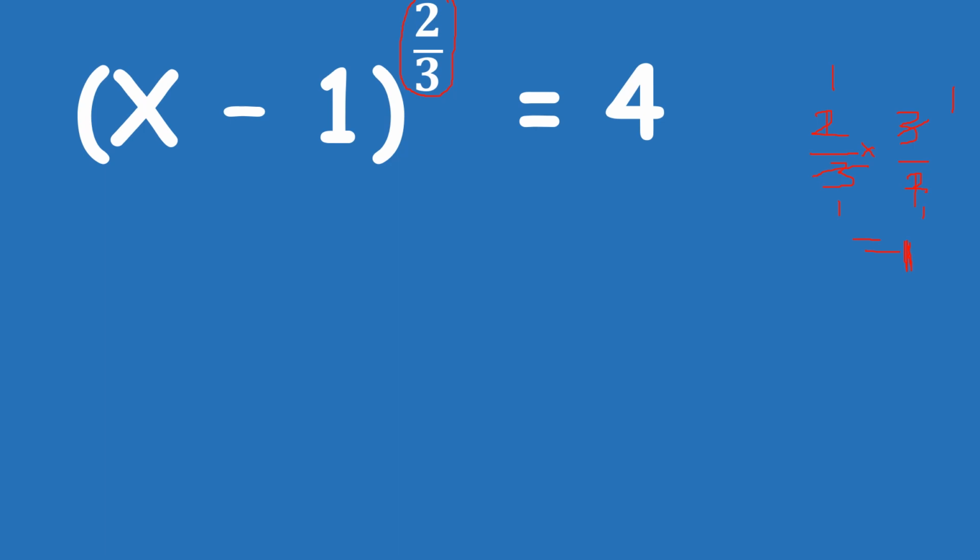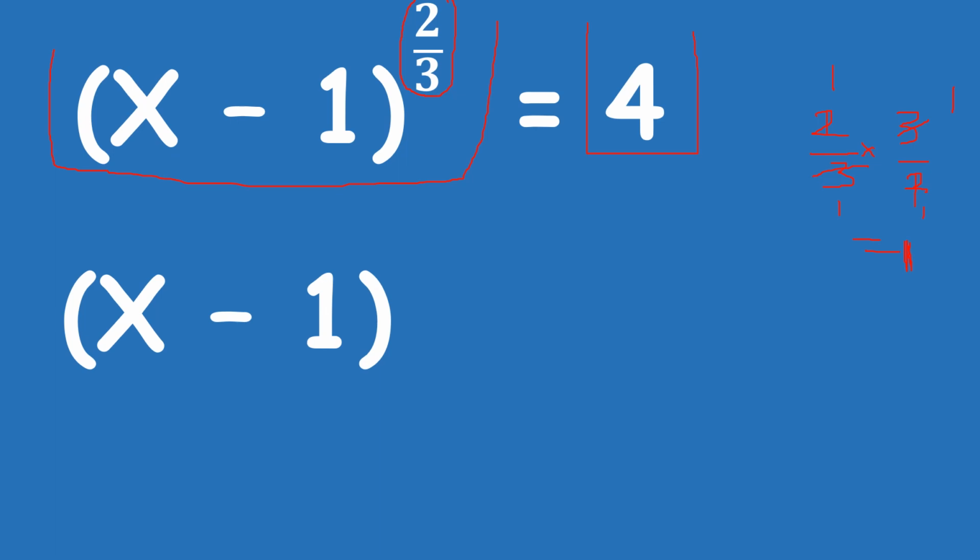If we raise the left hand side to the power of 3/2, the fraction cancels out. So we'll also do the same to the right hand side. The whole objective is to cancel out that exponent, which is 2/3, and we'll be doing that by raising both sides to 3/2.